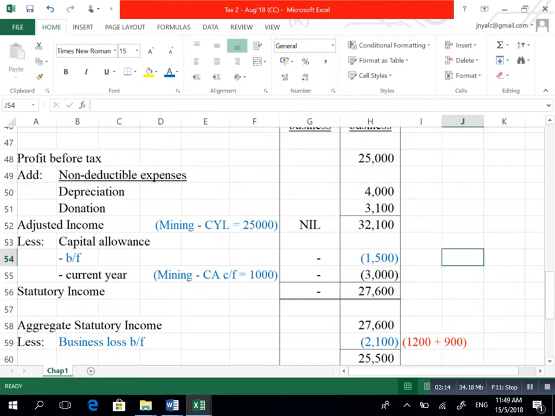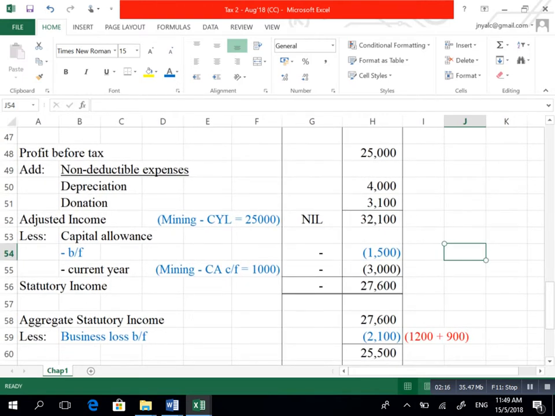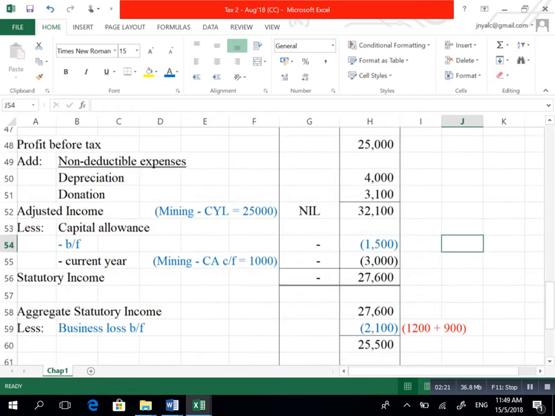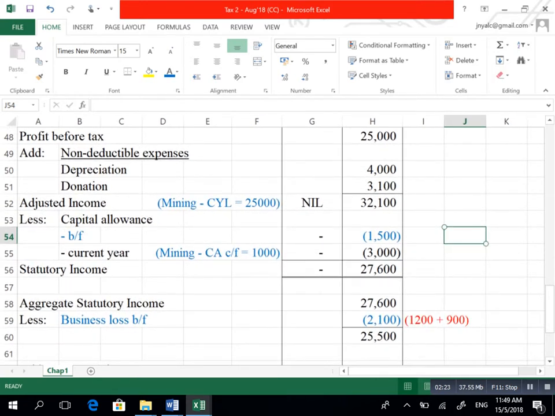Now class, you combine the business sources together now. So your aggregate statutory income is 27,600. Now don't forget the brought forward amount from last year. You should have 2,100 loss in total. So now here you can deduct. This one is from mining business, the loss brought forward.